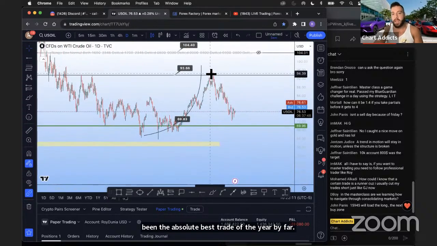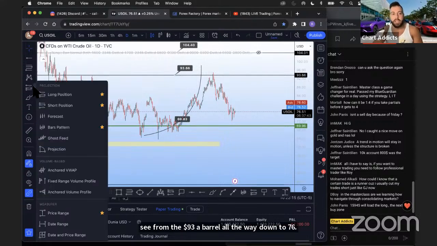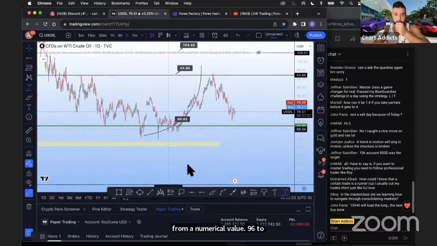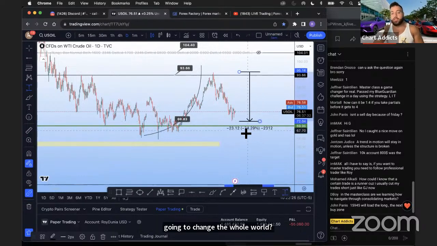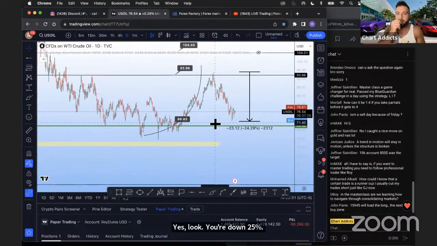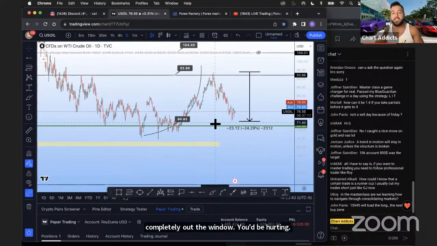But you guys can see from the $93 a barrel all the way down to 76, it doesn't seem like a big change when you look at it from a numerical value. 96 to 73, Roy, is that really going to change the whole world? Yes. Look, you're down 25%. Imagine your monthly income just dropped by 25% today, just today. Completely wiped out. 25% of your monthly income just completely out the window. You'd be hurting. And if you're not hurting, it would change the way that you make decisions at least.